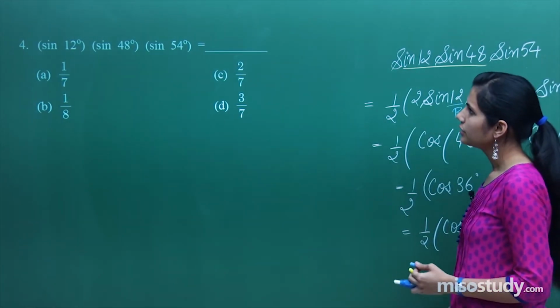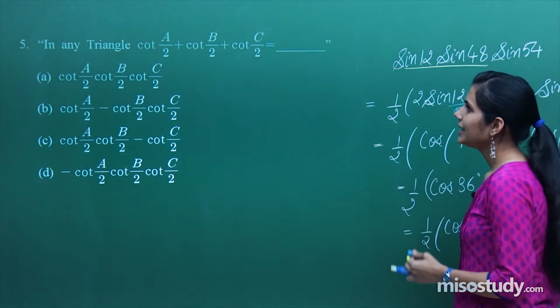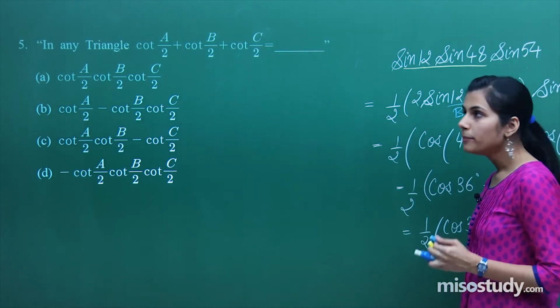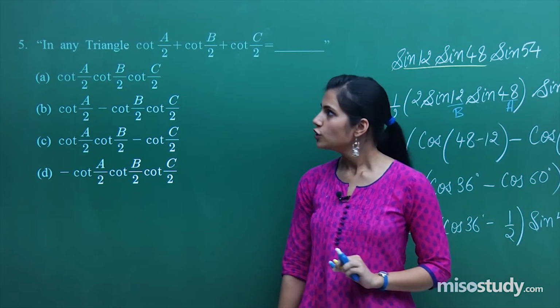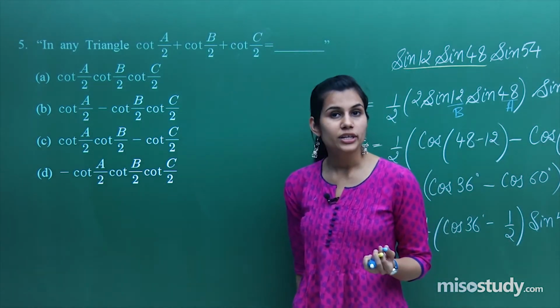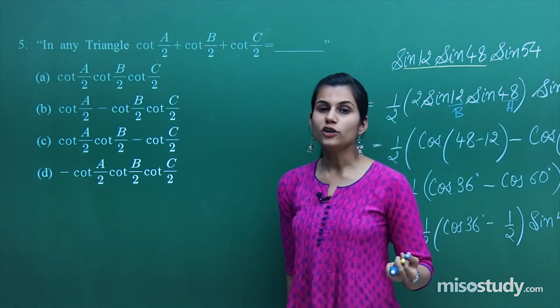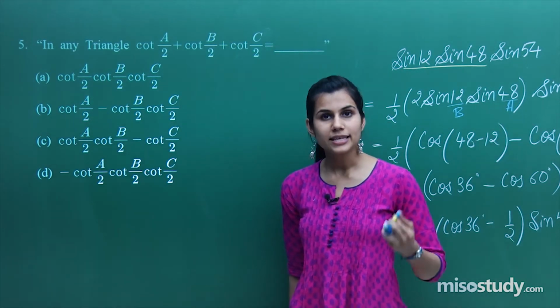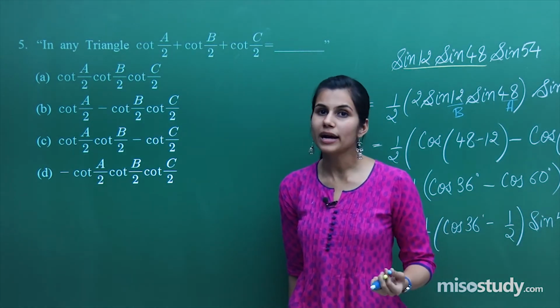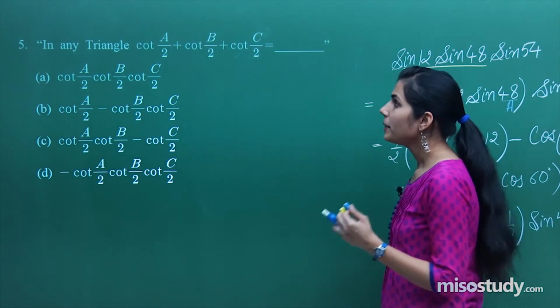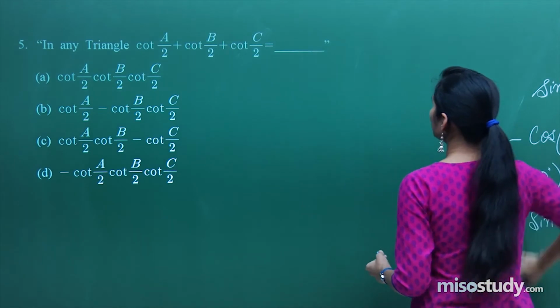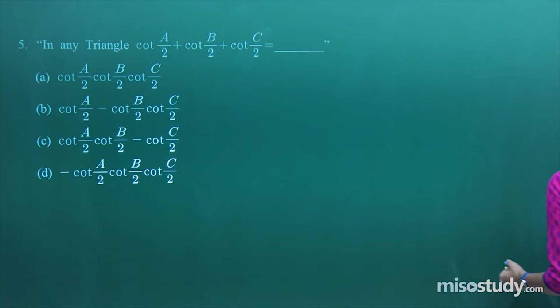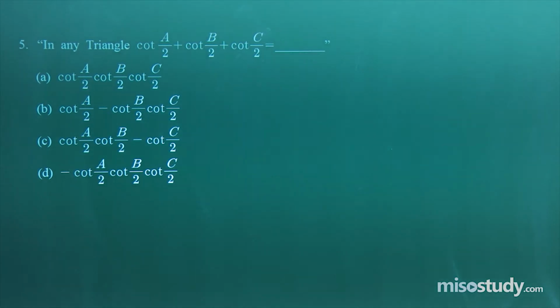Question number 5 is trying to say in any triangle. Now the moment I am talking about triangle, the topic is solutions of triangle. So in any triangle, you are having 3 angles A, B and C. You know the side opposite to angle A is denoted by small a, side opposite to angle B is small b, side opposite to angle C is small c. Based upon the same convention, it is trying to ask you to compute the value of cot A by 2 plus cot B by 2 plus cot C by 2. What are you going to do to compute this value?